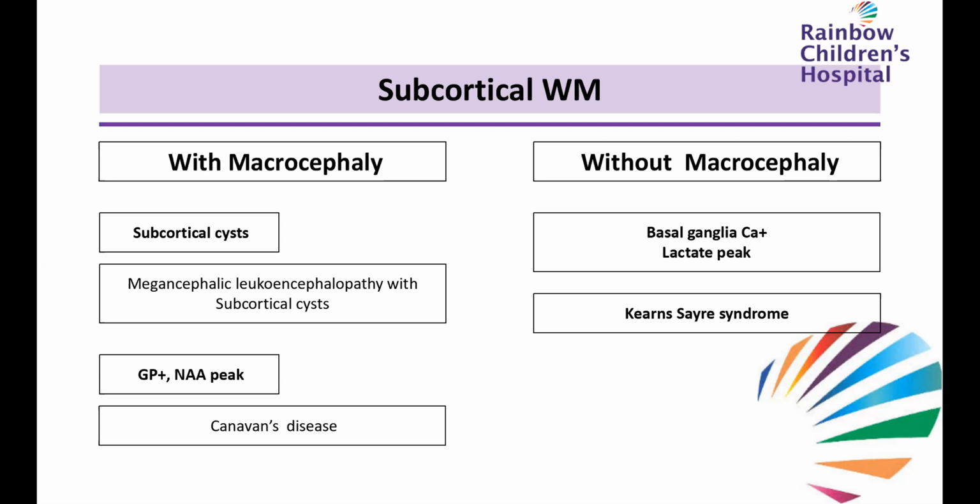groups of disorders. There is one group which presents with macrocephaly. With macrocephaly and subcortical cysts, we have the leukoencephalopathy known as megalencephalic leukoencephalopathy with subcortical cysts. With subcortical white matter involvement, GP hyperintensity on T2 images, and a prominent NAA peak, we see Canavan's disorder. Without macrocephaly, subcortical involvement with basal ganglia calcifications and lactate peak, we see KSS. There are other clinical pointers, obviously, for KSS, which you will be able to see clinically.